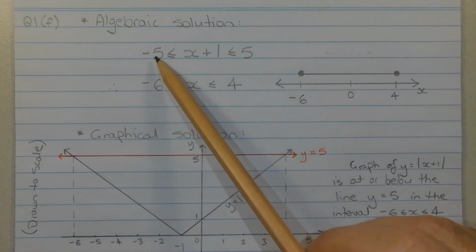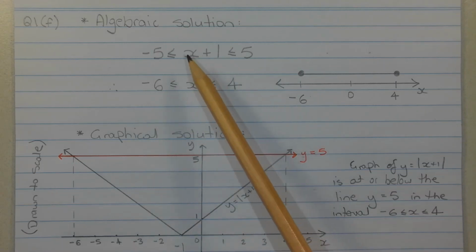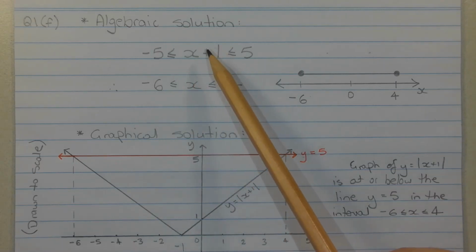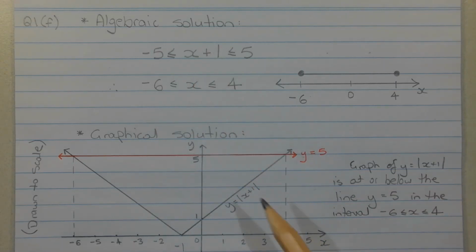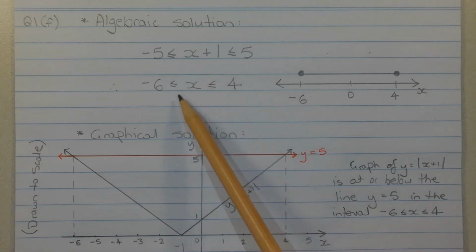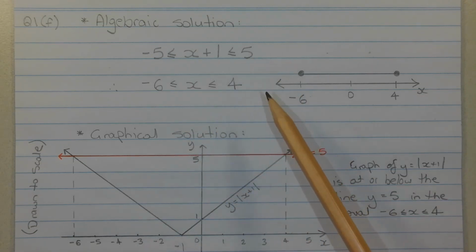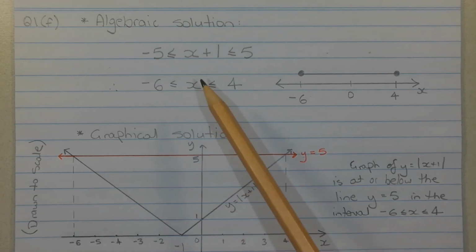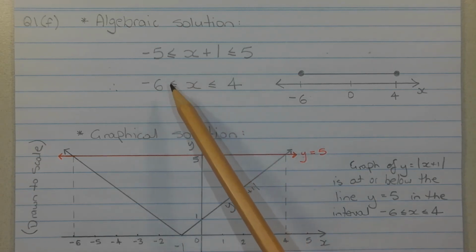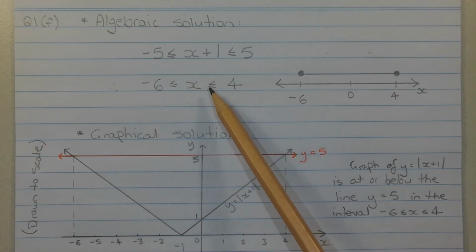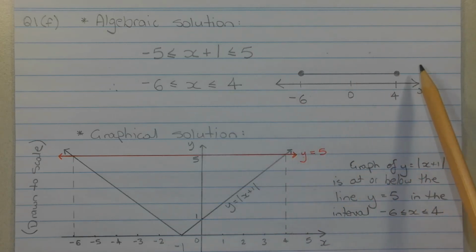The next step is to isolate the variable x by subtracting 1 from all 3 sides of this inequality. So negative 5 minus 1 is negative 6. X plus 1 minus 1, well, the plus 1 and the minus 1 will cancel and we're left with the variable on its own. And 5 minus 1 is equal to 4. So the solution is x is greater than or equal to negative 6 and less than or equal to 4. And here is the solution shown on a number line.